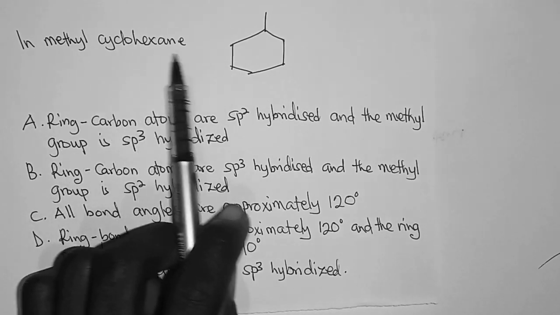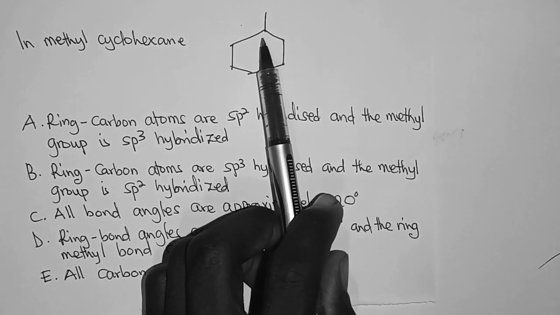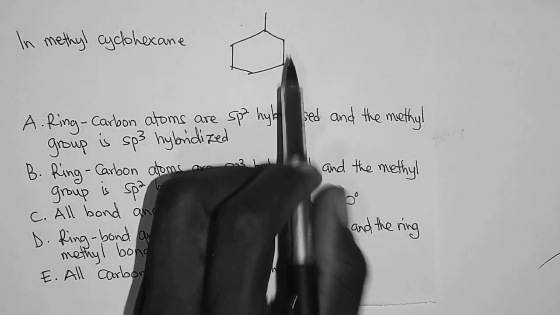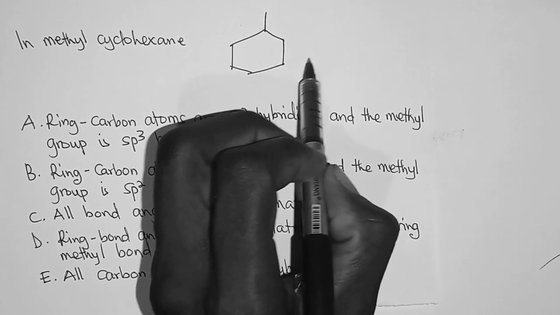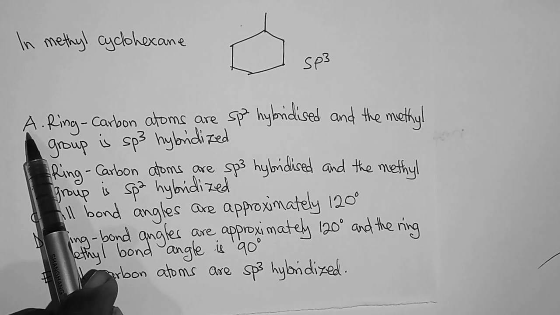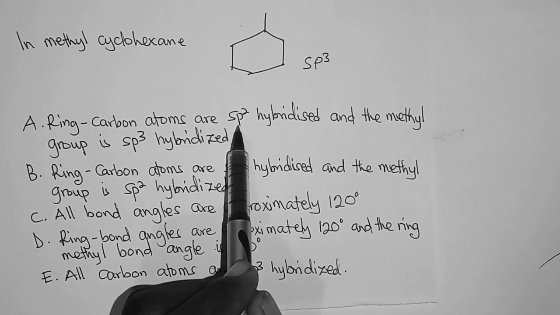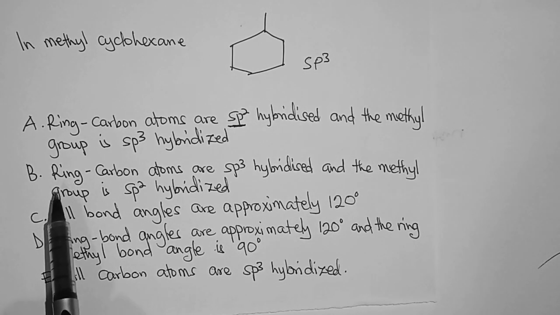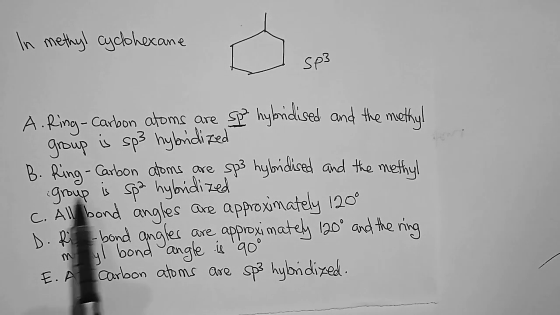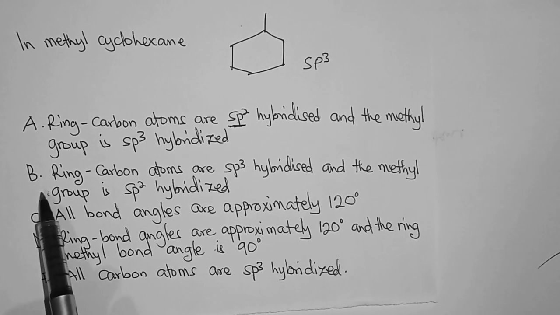In methylcyclohexane, if you consider this molecule, there is no double bond and there are no triple bonds. So it means that this is an alkane, with single bonds, and therefore this is sp3 hybridization. Now, answer A says that ring carbon atoms are sp2 hybridized. There is no sp2 hybridized carbon here, so answer A cannot be correct. Ring carbon atoms are sp3 hybridized, and the methyl group is sp2 hybridized. The methyl group is also sp3 hybridized, so this is not correct either.